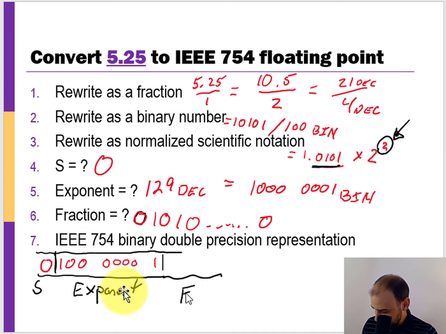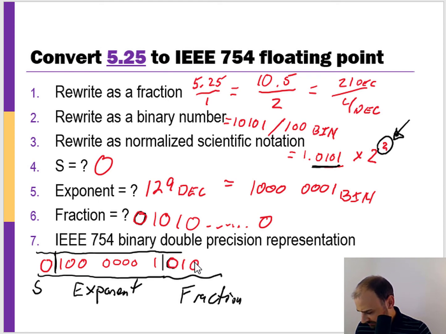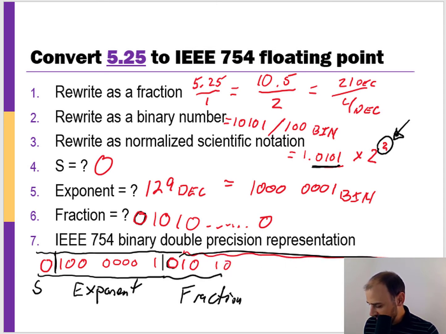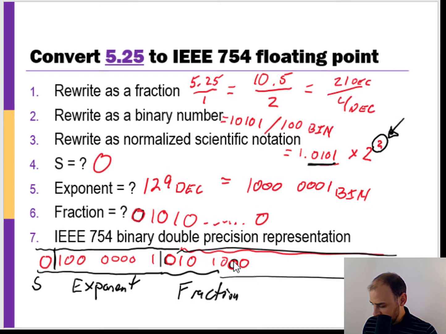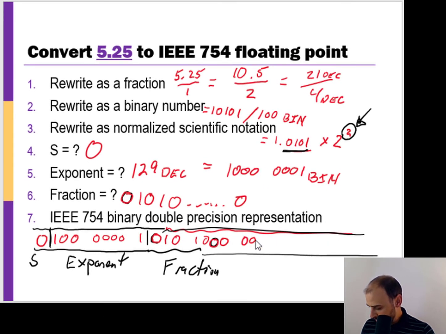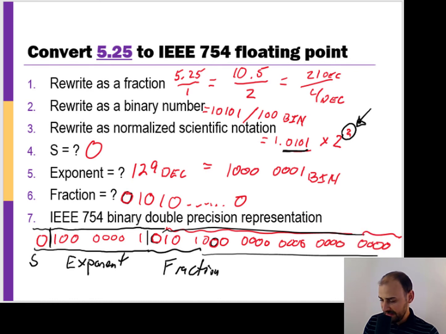Okay, and then we have our fraction. The fraction is 0, 1, 0, 1, and then the rest, oops, let's get the colors right. And the rest is going to be all zeros. So 1, 2, 3, 4. To be precise, since it's 32 bits, it's going to be that. That's our result as a single precision floating point number.